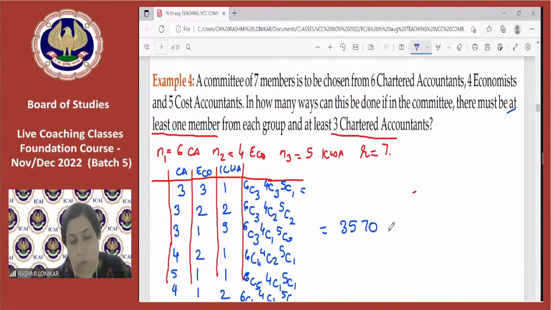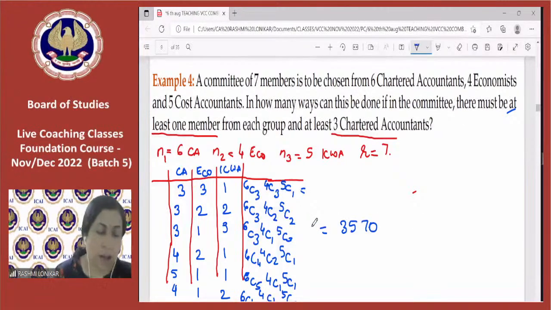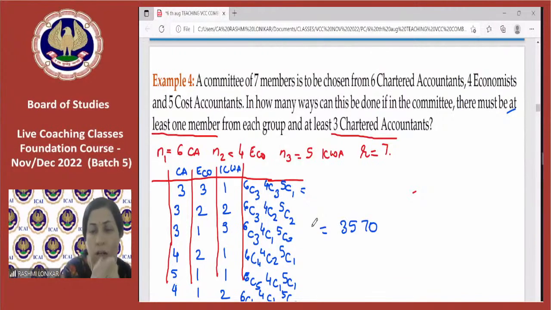Okay. So what we have done here is that I have been given a group of CAs, economists and cost accountants, and I have the condition that this group should contain at least 3 CAs, and that this group should contain at least 1 ICW and 1 economist. And for that, we have tried to see what are the possibilities.